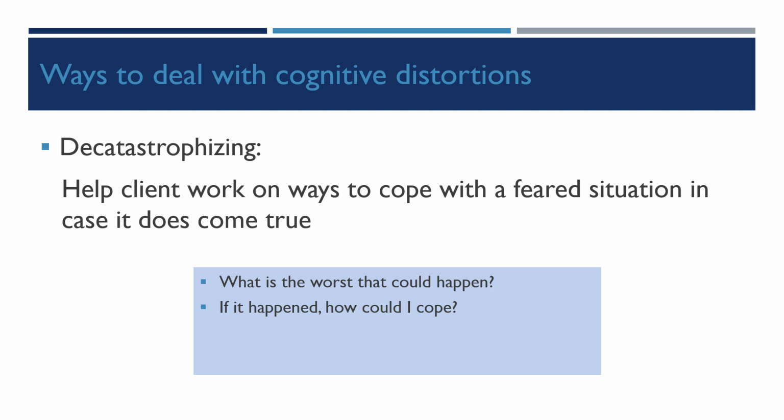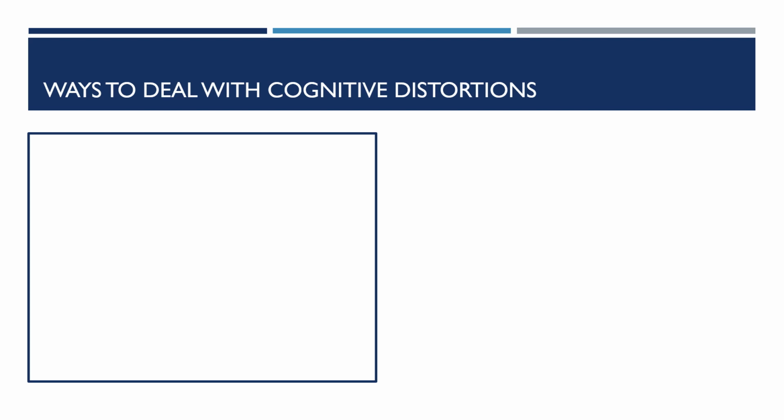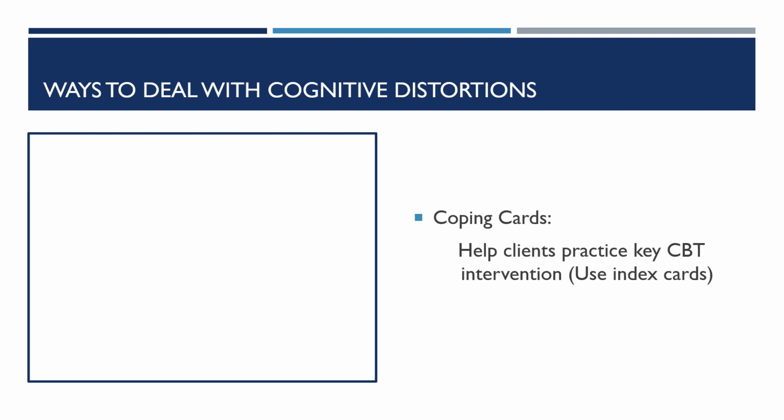If it happened, how could I cope? What's the best that could happen? And what's the most realistic outcome? These questions can help your clients to deal with catastrophization. And also, there is a coping card that you can use.